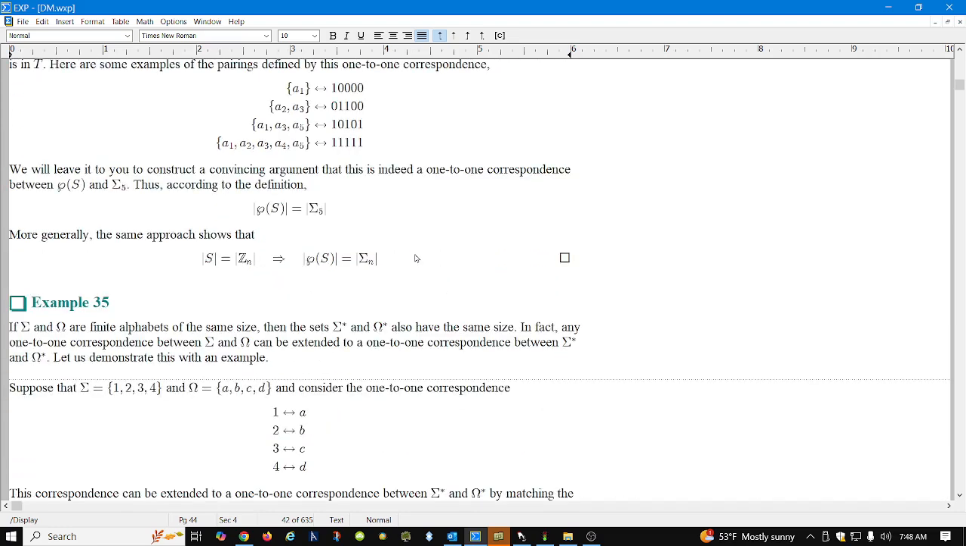And I'm going to leave it for you, if you wish, to construct what you consider a convincing argument that this really is a one-to-one correspondence. And this will work in general, that if a set has the same size as sigma sub n for some particular n, then its power set has the same size as sigma sub n.